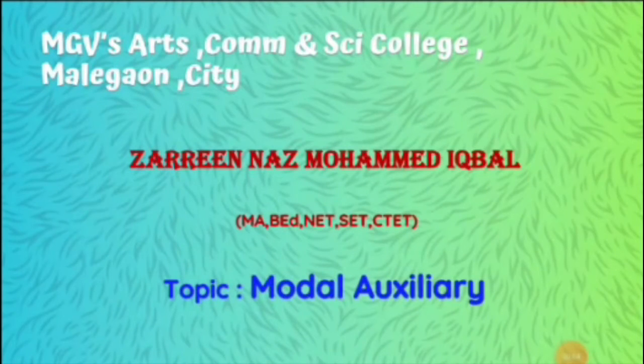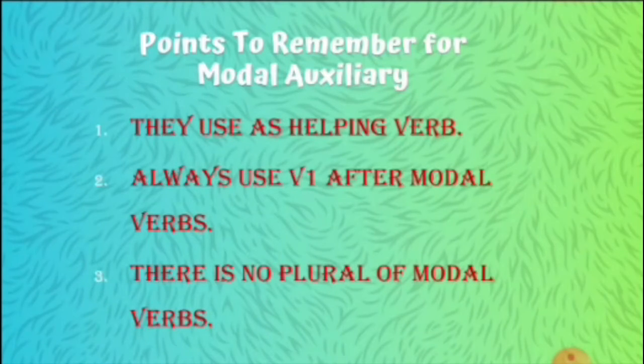Today we are going to learn about modal auxiliaries. For that we have to keep some points in our mind. First of all, they are used as a helping verb. They always help the main verb in the sentence, and in some cases some of the modal auxiliaries are used as a main verb, which we are going to learn further. The second point is that we always use the verb's first form after modal auxiliaries.